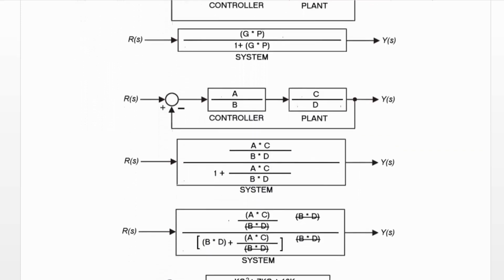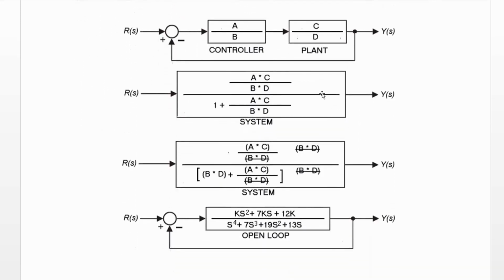Okay, so for the controller, you can put these fractions as A over B times C over D, and you get A times C over B times D, and that'll be 1 plus A times C over B times D. You don't want this fraction in there. You want to get it into a form that will have our solution in it. And this is the open loop solution. We're going to show how to come up with this in a minute.